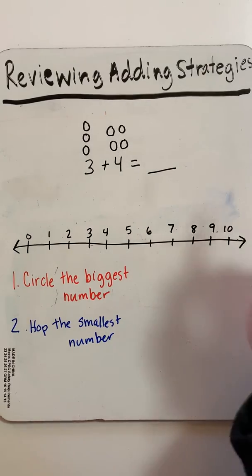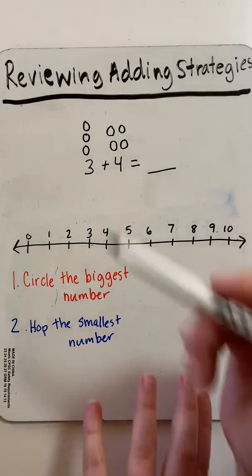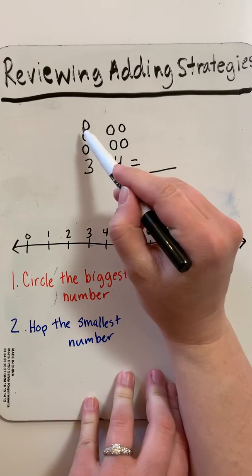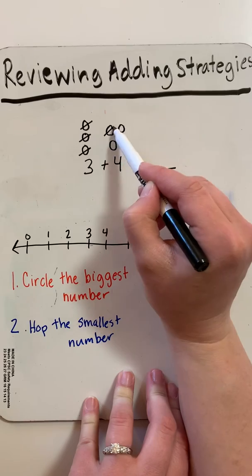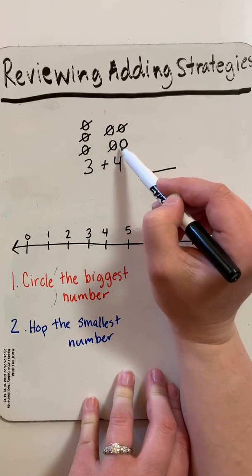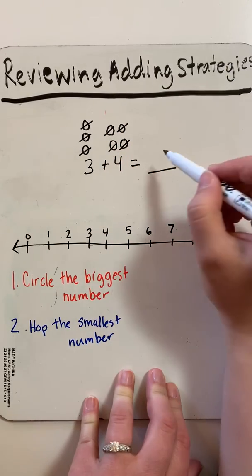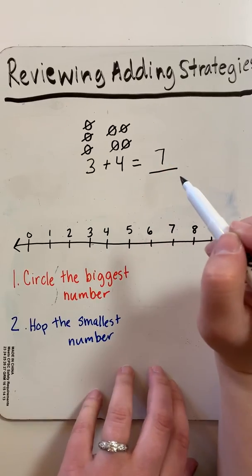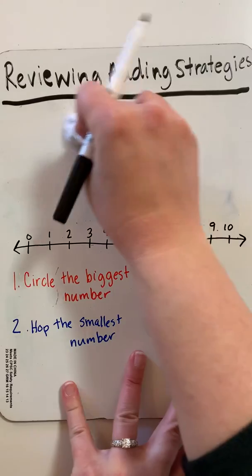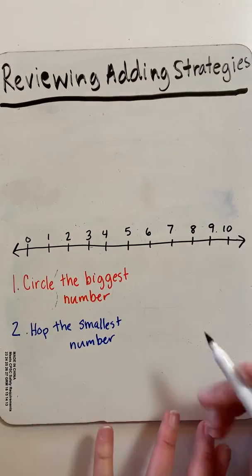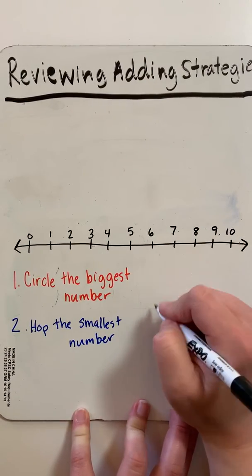What's the next thing that I have to do? Cross out and count. That's right, I have to cross out and count. So let's cross out and count together. Ready? 1, 2, 3, 4, 5, 6, 7. So my answer to 3 plus 4 is 7. Good job. Let's try a number line problem now. So we'll go down here to a number line problem.